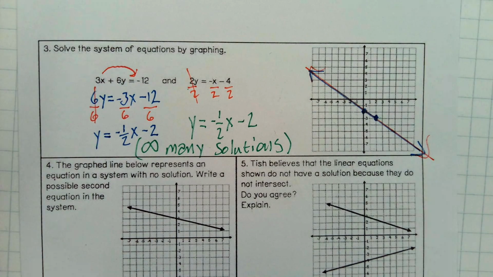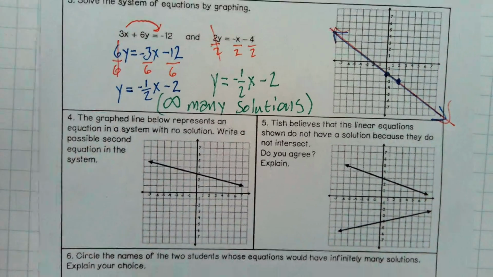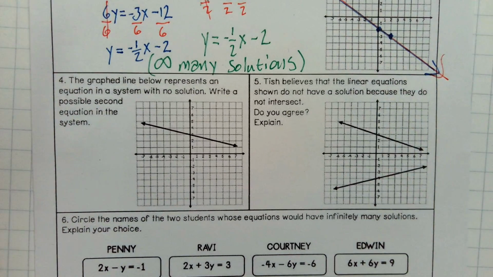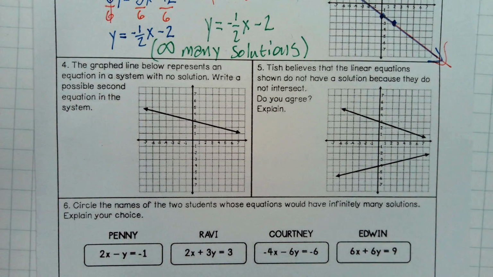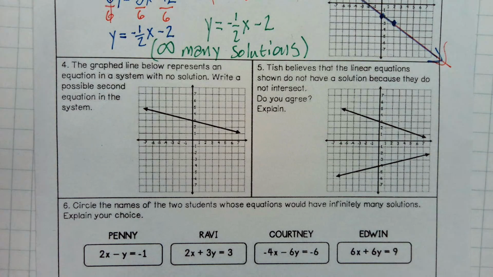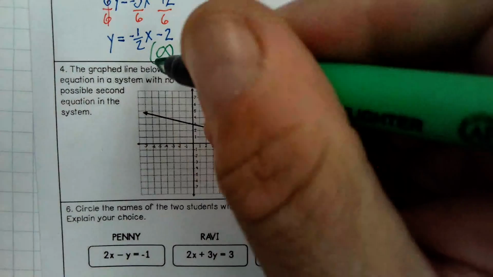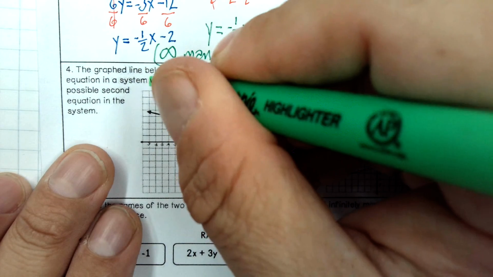Let's talk about number 4. Take a look at number 4. The graphed line below represents an equation in a system with no solution. Write a possible second equation in the system. So the key here is no solution.